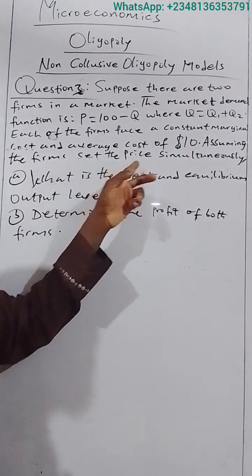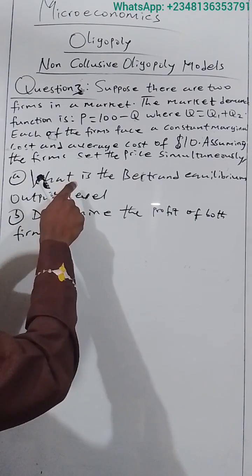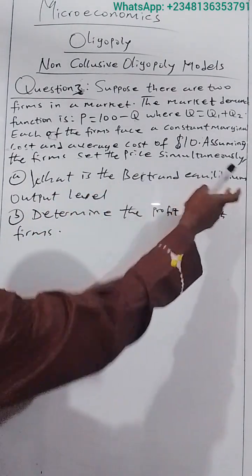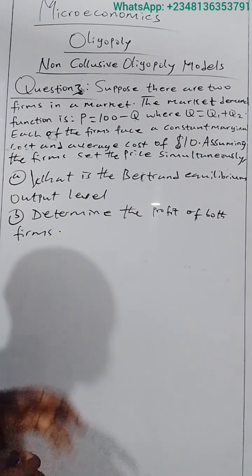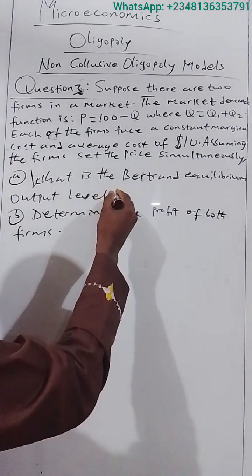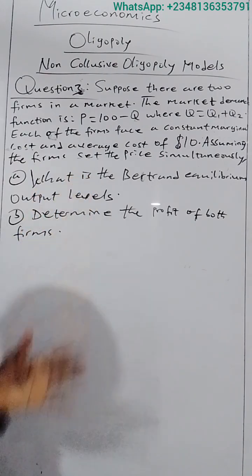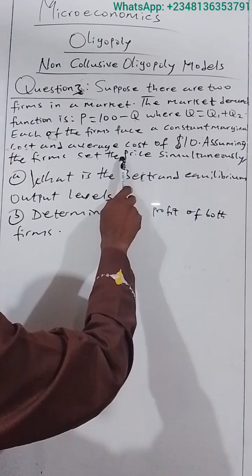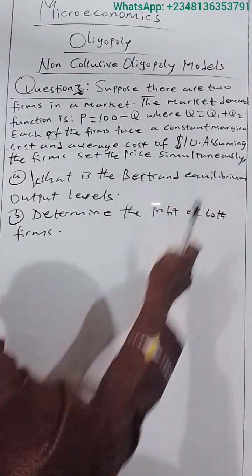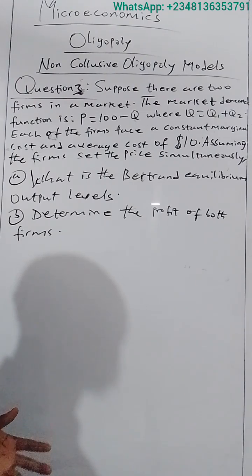Assuming the firms set the price simultaneously, we have to calculate the Bertrand equilibrium output level and also determine the profit of both firms. So how do we do that? Even if we are not told to calculate the Bertrand equilibrium level, from the statement that the firms set the price simultaneously, we know that it's only in the Bertrand model that firms set the price simultaneously.